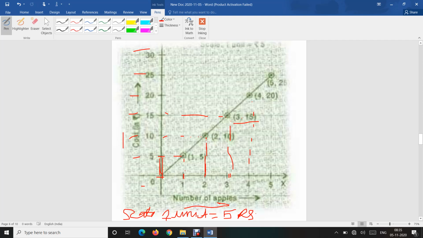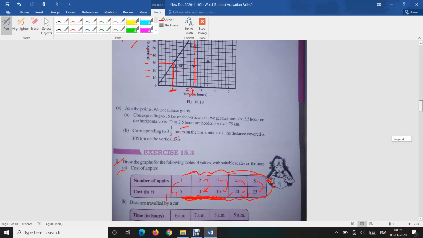When the number of apples is 4, then cost is 20. So coordinates are 4 and 20. And when the number of apples is 5, then cost is 25 as it is given in the data. So the coordinates are 5 and 25. Now you can join all these points with the help of the scale, and this is the linear graph. Hope you understand this.